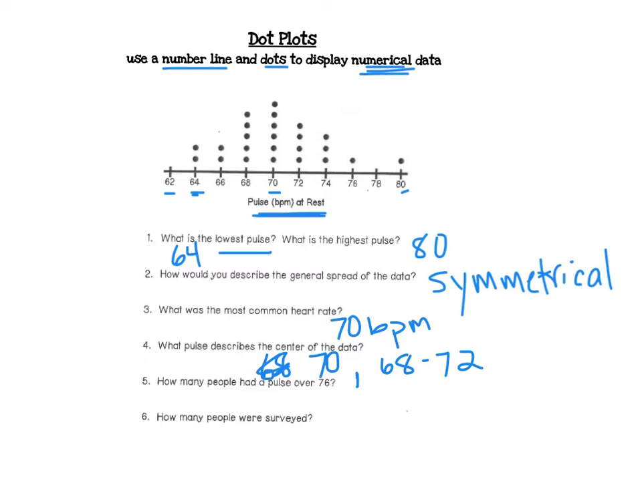Number 5, how many people had a pulse over 76? So over 76 means we would not include that person right at 76, but just anybody over that. And we would just have one person, the person who had 80 beats per minute. And then number 6, how many people were surveyed? In order to figure this one out, you're going to have to count how many dots there are all together because each dot represents a person. And if you were to add all of those up, you would find that there were 24 people surveyed.